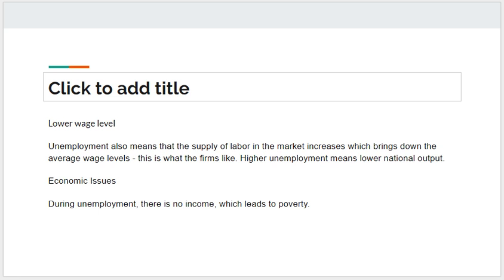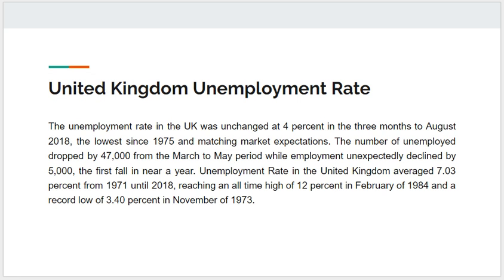And then let's come to the example from the website, the United Kingdom unemployment rate. The unemployment rate in the UK was unchanged at 4% in the last 3 months, from June to August, the lowest since 1975 and matching market expectations. The number of unemployed dropped by 47,000 from the March to May period, while employment unexpectedly declined by 5,000, the first in nearly a year.